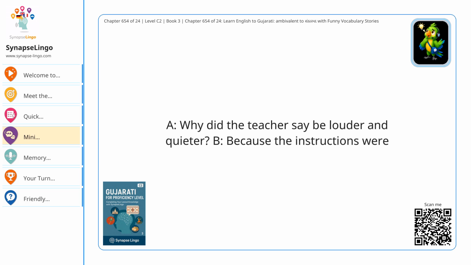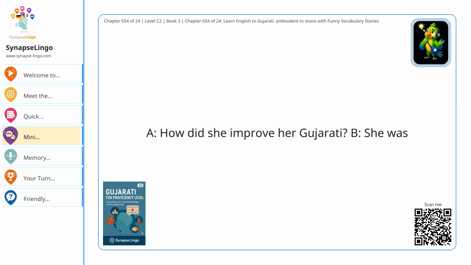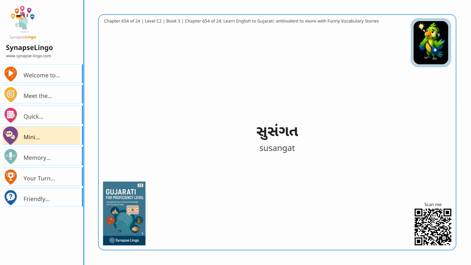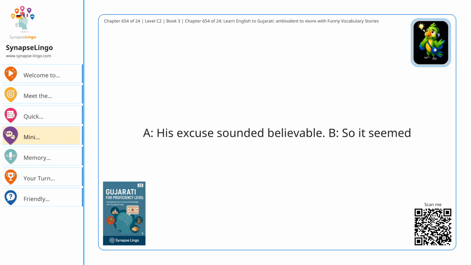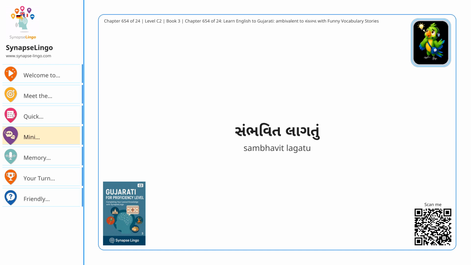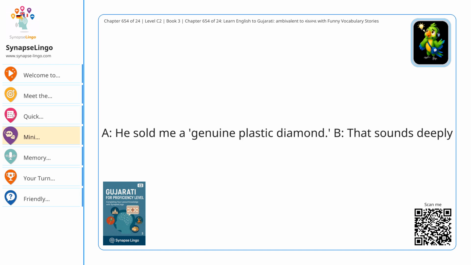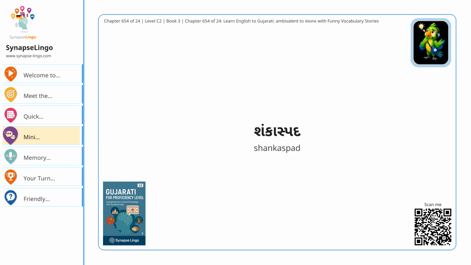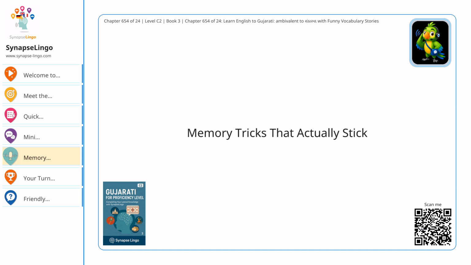A: Why did the teacher say be louder and quieter? B: Because the instructions were विरोधाभासी. A: How did she improve her Gujarati? B: She was सुसंगत and practiced every day. A: His excuse sounded believable. B: So it seemed. संभवित लागतो. A: He sold me a genuine plastic diamond. B: That sounds deeply शंकास्पद.